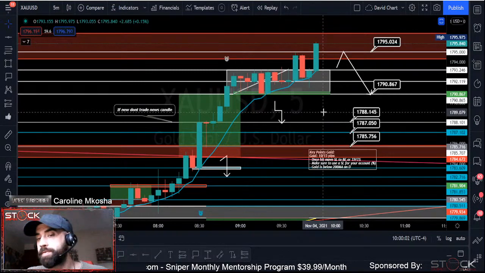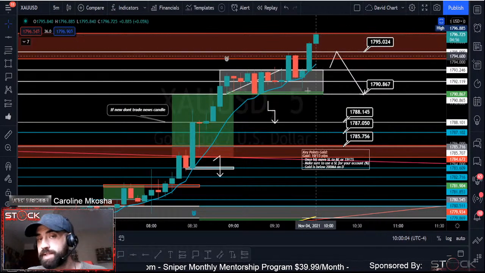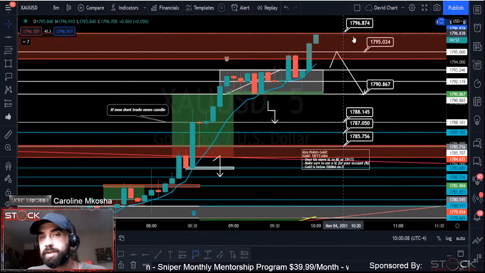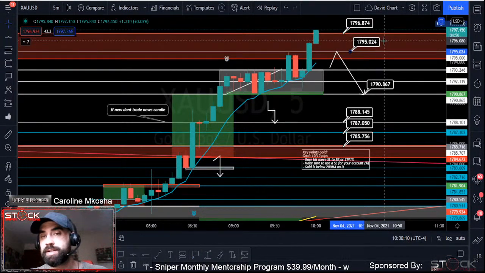Here's the 10:05, 10 o'clock. There you go. Look at that, guys. That thing just hit even higher. Look at that gap up. 1796.